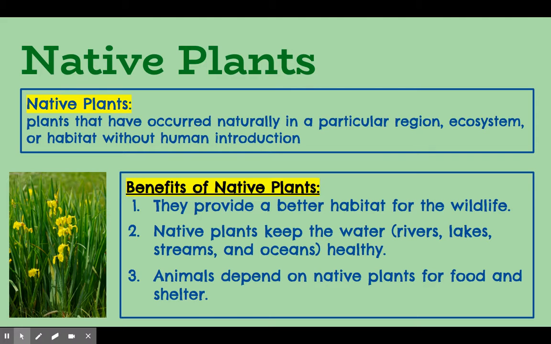And number three, animals depend on native plants for food and shelter. So not only are these plants important for making sure they have clean drinking water, but also native plants are critical for the food and the shelter that our animals and wildlife need.